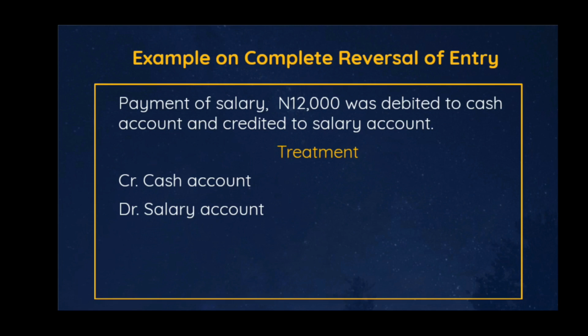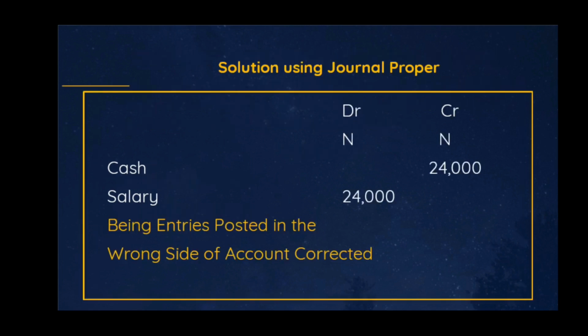24,000 naira. Which means in the case of complete reversal of entry, we are going to double the figure, which means we are going to debit salary account with 24,000 naira, and the corresponding entry will also go to the what? The cash account, which is 24,000 naira. So the correction will be credit cash with 24,000 naira and debit salary account with 24,000 naira, which means from that 24,000 naira, the 12,000 naira that was initially recorded at the wrong side, if we remove it, it will remain 12,000 naira at the balance.